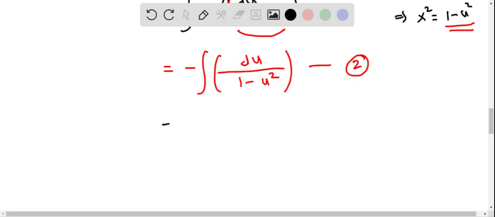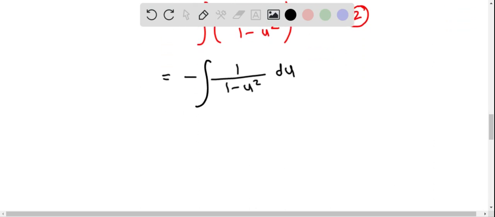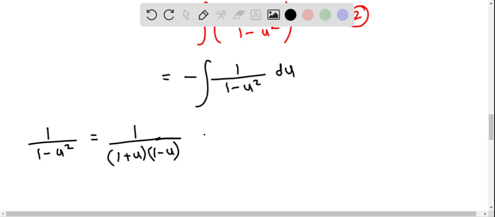So first I rewrite this integral as negative of the integral of 1 over 1 minus u squared du, and let's decompose this into partial fractions. So I can write down this 1 minus u squared by applying the difference of squares as 1 plus u times 1 minus u. And when we decompose this into partial fractions, we write this as A over 1 plus u plus B over the next term, that is 1 minus u.